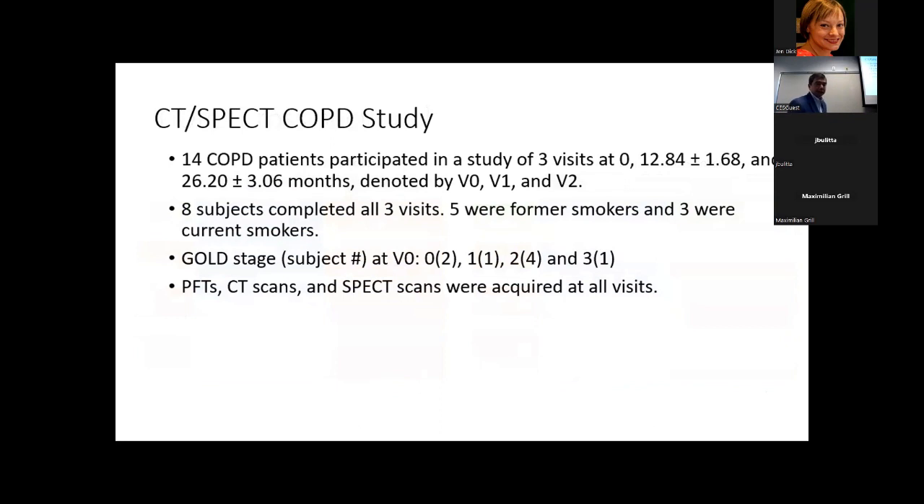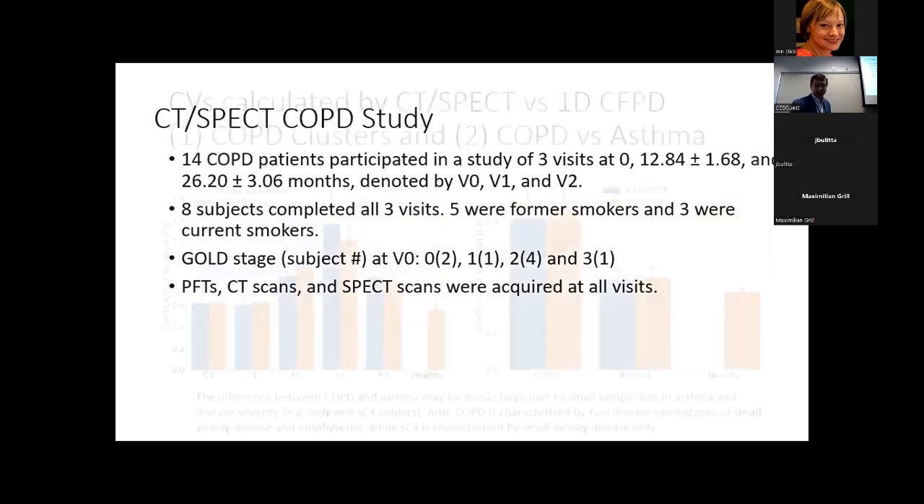So for this, we recruited 14 COPD patients at 0, 12, and 24 months. So it's a longitudinal study with 3 time points. Unfortunately, only 8 subjects completed all 3 visits, and 5 were former smokers, and 3 were current smokers. And look at the GOLD stage severities. You can see we have 2, 1, 4, 1. We don't have large samples. We also acquired PFT, CT, and SPECT images.